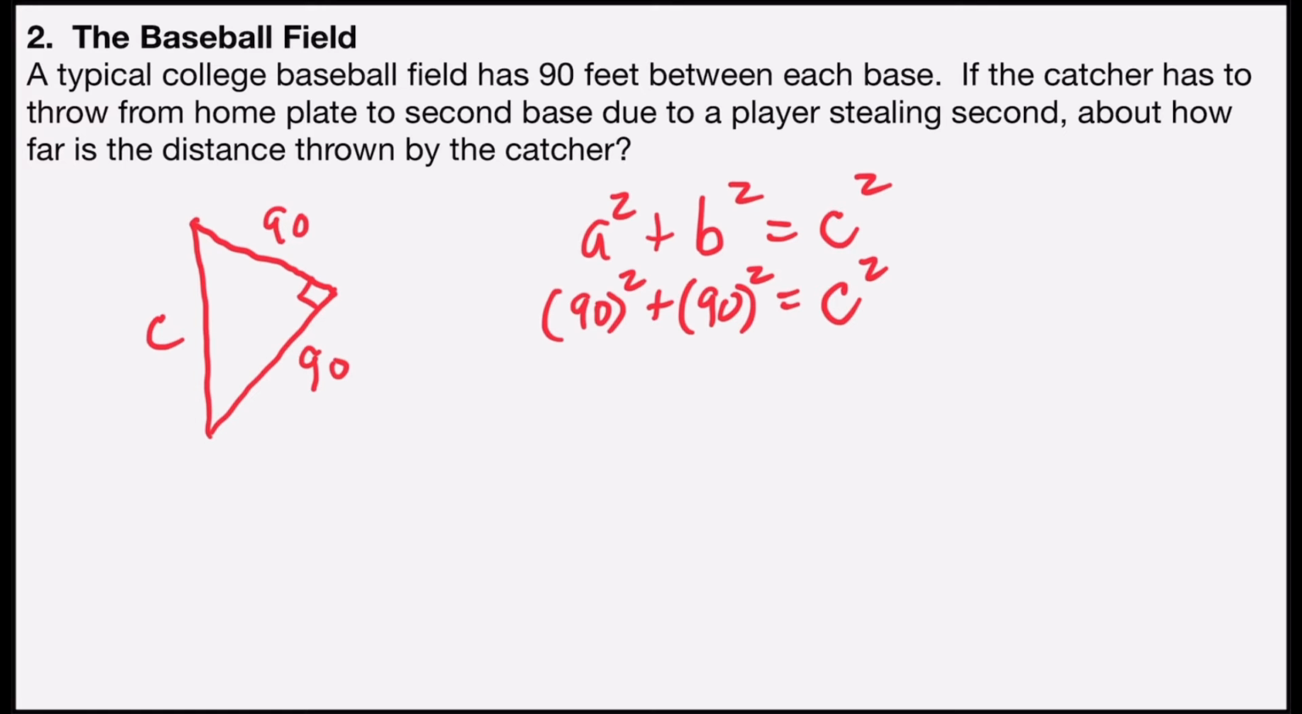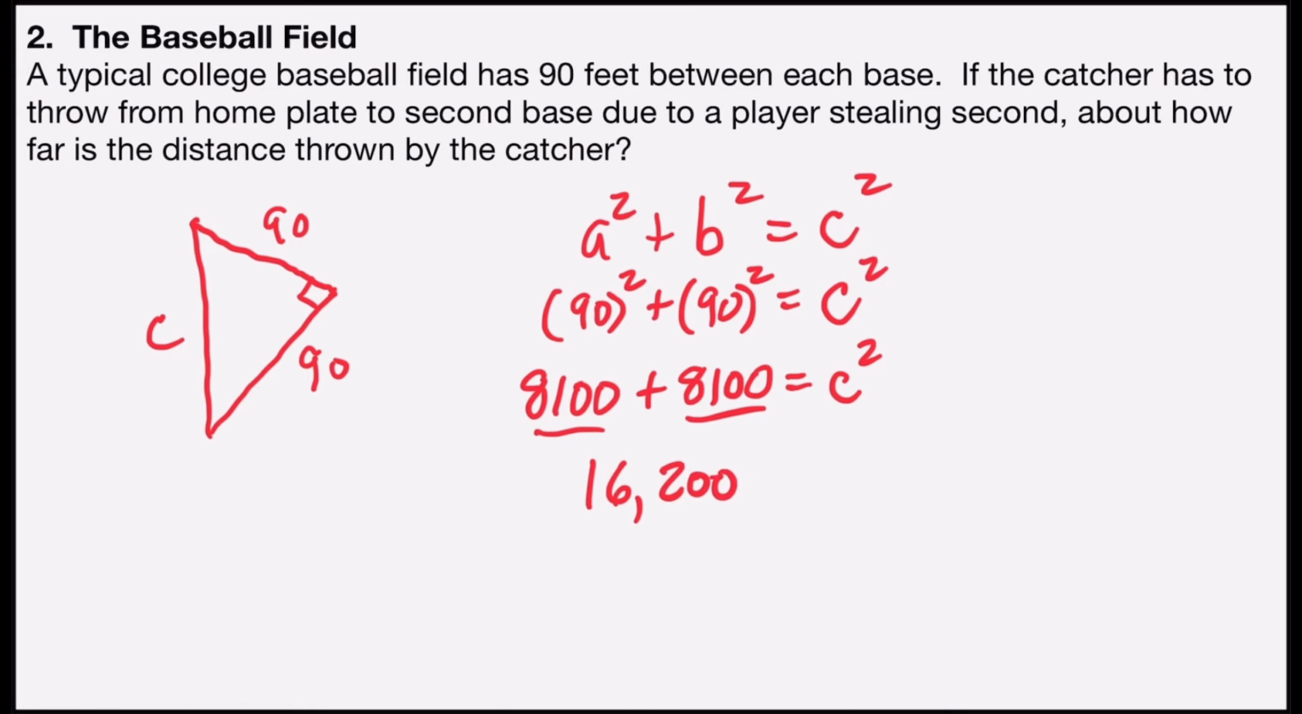So on the left side, I have 90 squared, which is 90 times 90. That would be 8,100, plus, again, it's the same 90 squared, so that's 8,100, and that equals c squared. On the left side, I can add 8,100 plus 8,100 and get 16,200, and that's equal to c squared.